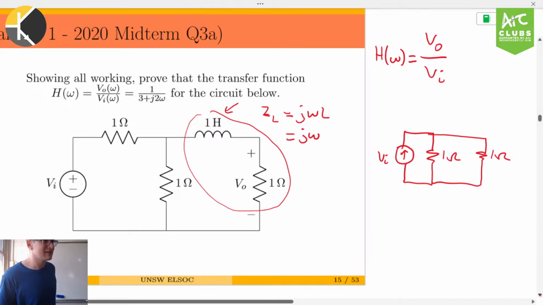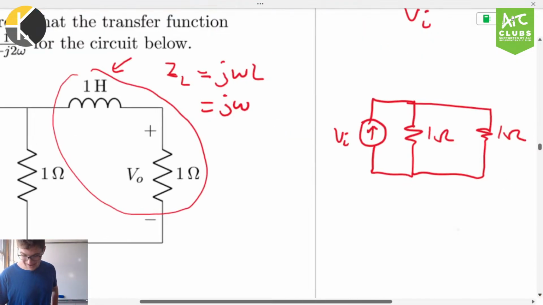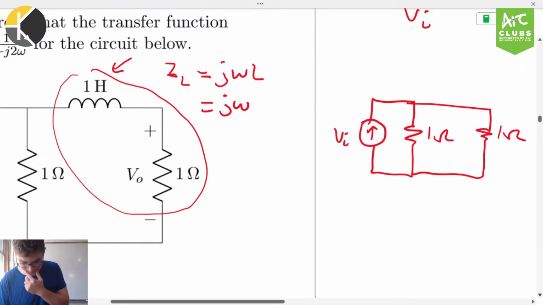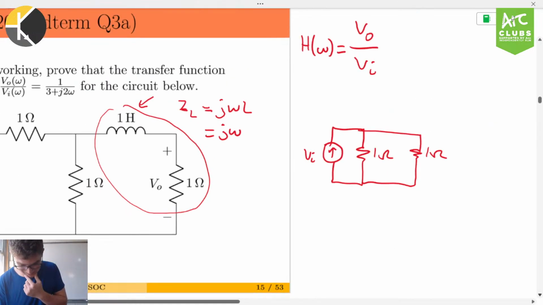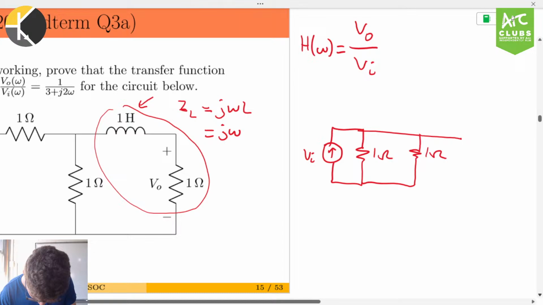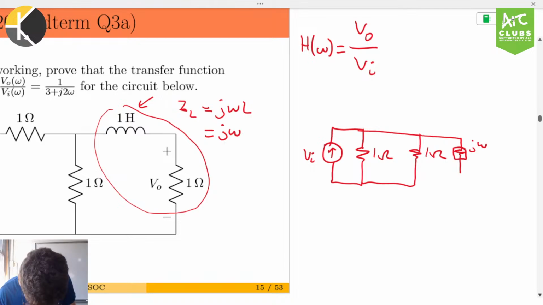Yep. These numbers are great. Amazing numbers. I hope you get these numbers this nice in the exam, though I doubt Inla will give you that. So we get JW over here, and we get 1 ohm over here, plus minus.